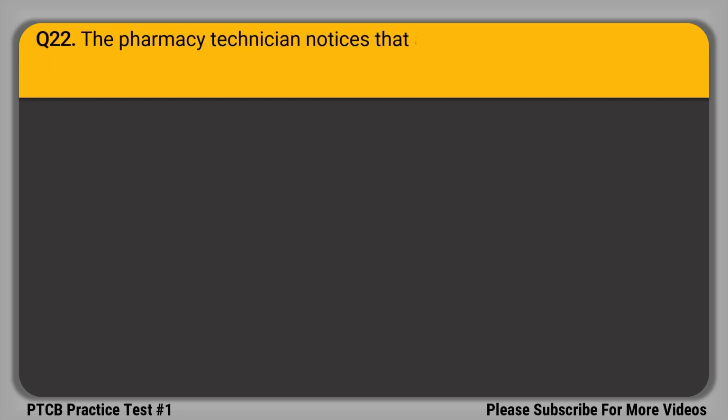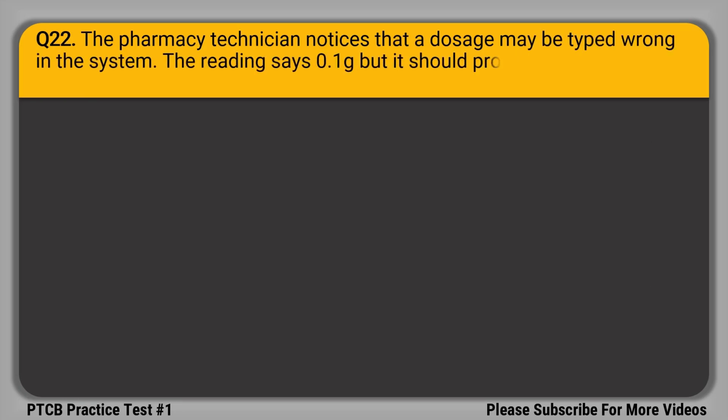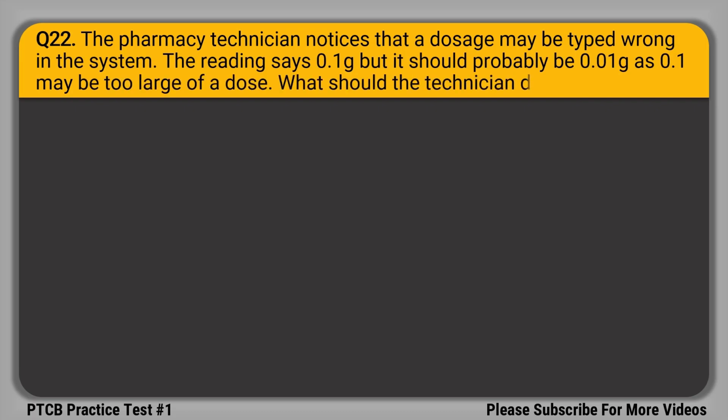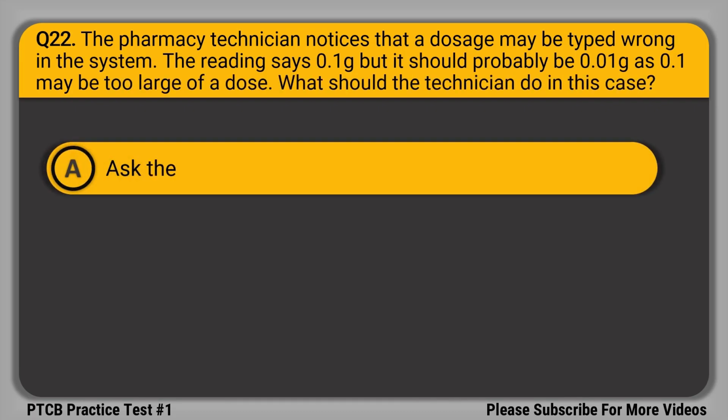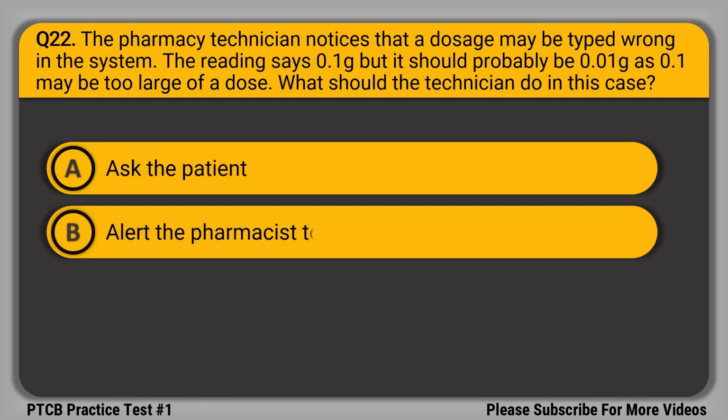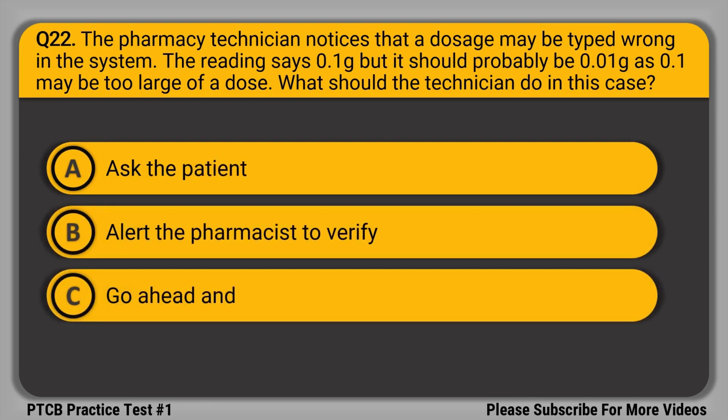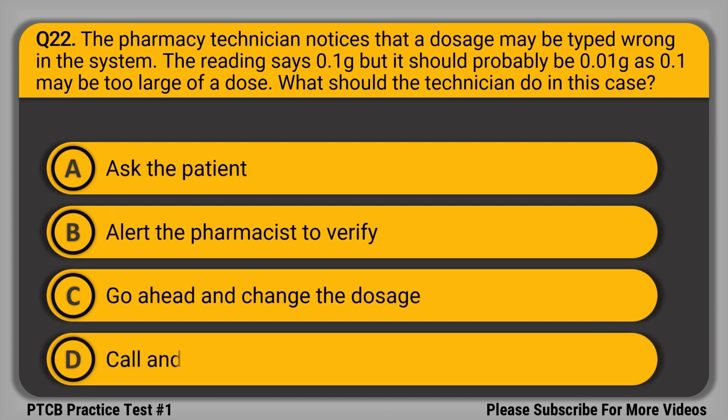Question 22. The pharmacy technician notices that a dosage may be typed wrong in the system. The reading says 0.1 grams, but it should probably be 0.01 grams, as 0.1 grams may be too large of a dose. What should the technician do in this case?